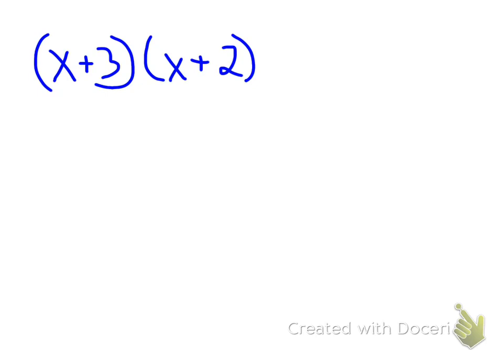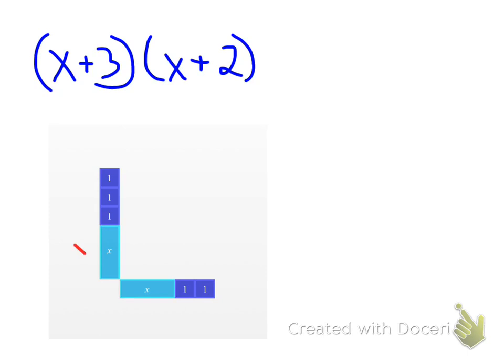So this first problem, I'm going to go through a visual of what this actually means. Using algebra tiles, x plus 3 times x plus 2 would be represented like this. I have an x tile that is x along this side, and this side has a length of 1. And then I have 3 unit tiles, so 1 and 1 and 1. On the other side, I have an x tile with a side length of x and a side length of 1. And then 2 unit tiles. So this is my x plus 3, and this is my x plus 2.